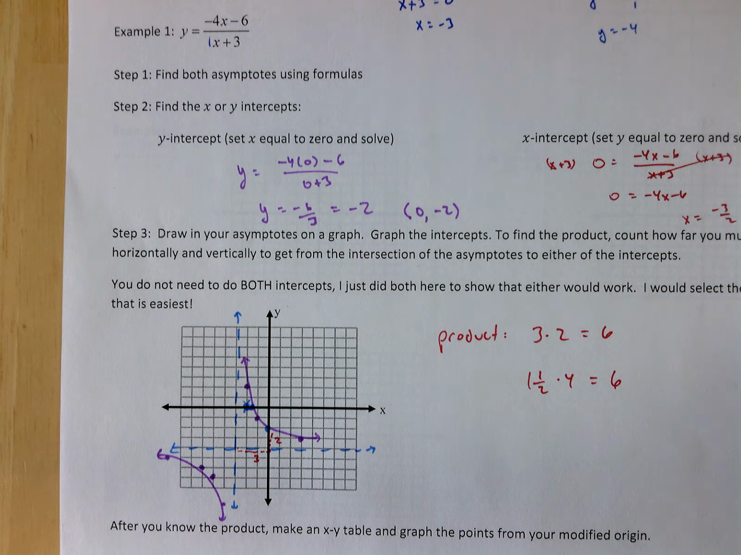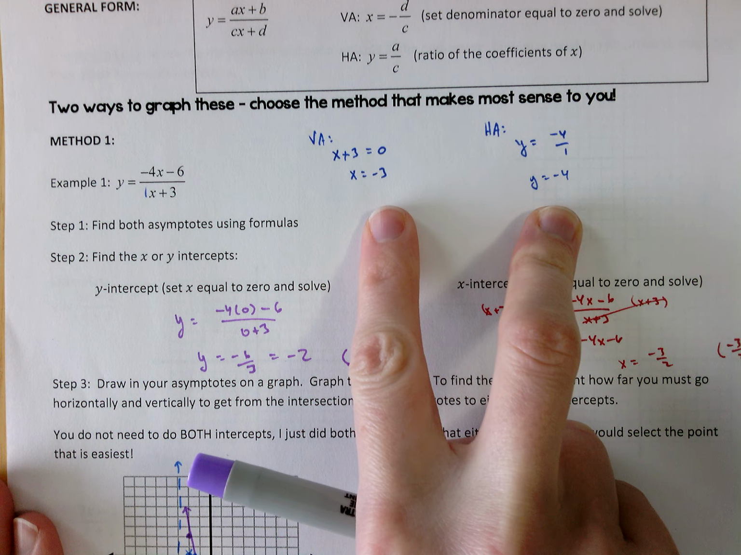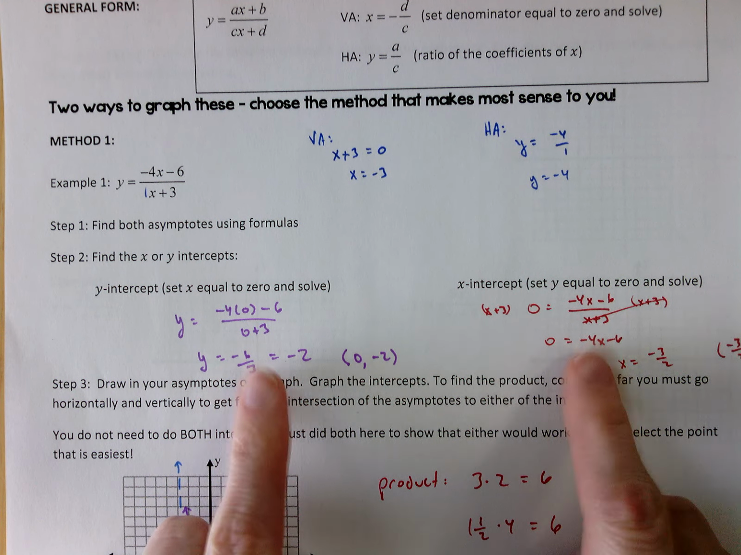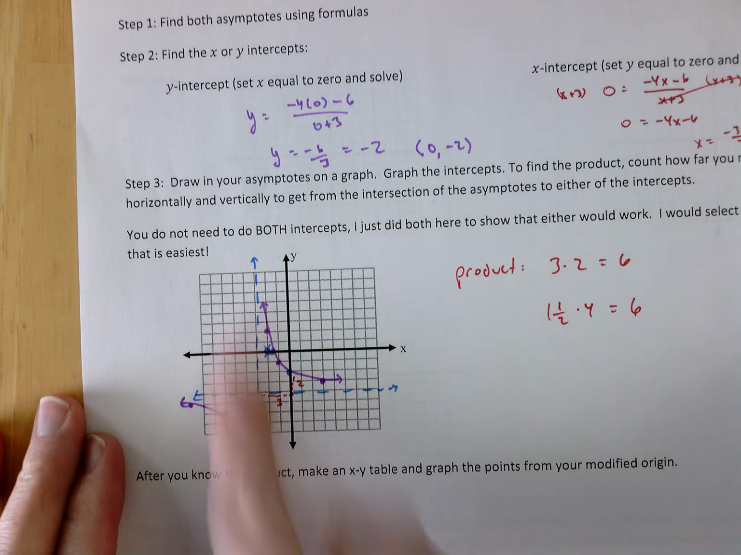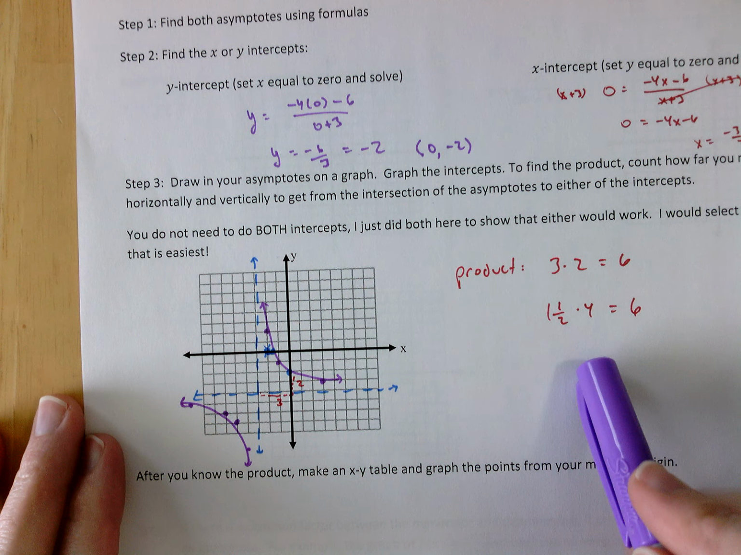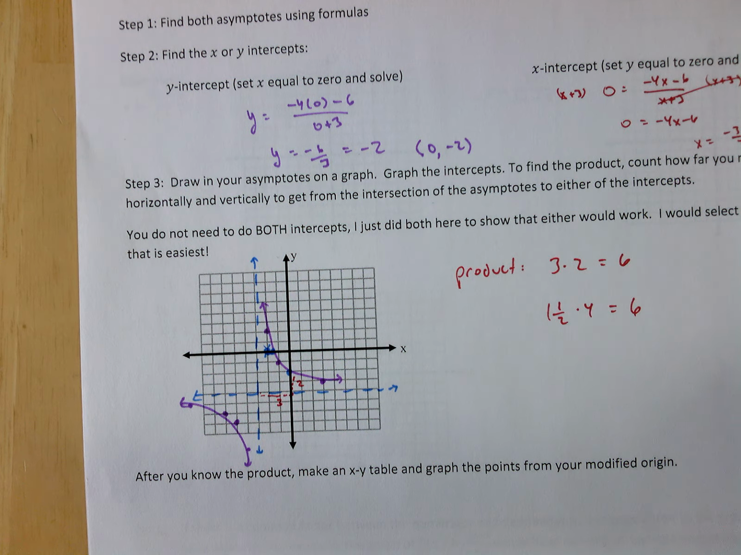Okay, so there's kind of a lot with this method. You figure out what your asymptotes are. You figure out either your x or y intercept, it doesn't matter which. Graph all that stuff, and then you can use that to figure out your product. So this is a totally legit method, and if this method makes sense to you and you like having this list of steps to follow, that is totally cool. You are welcome to do that.